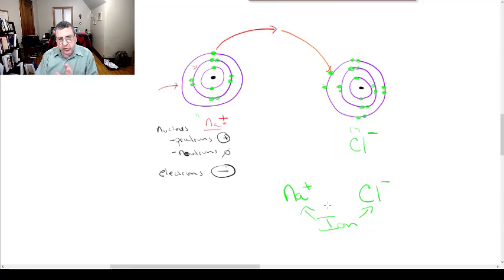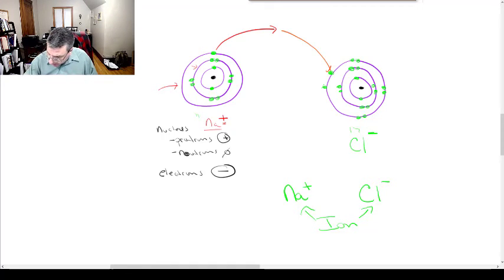Now, how these two work together is going to be based on chemical bonds. There are 3 different types of chemical bonds that we've dealt with. If you've had chemistry, you know that there's a hydrogen bond, which we're not going to talk about. There are covalent bonds, which we'll talk about in a second. And then there's an ionic bond. What we're seeing here is an ionic bond.